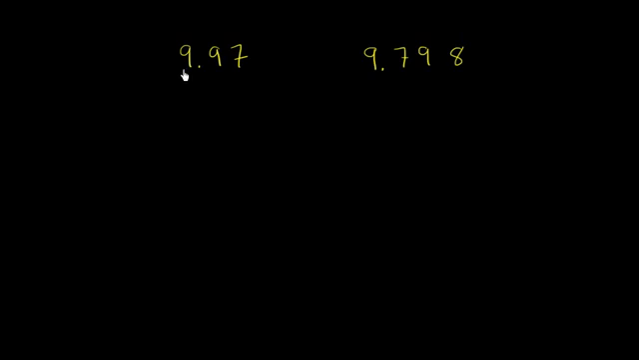So they both have 9 ones. So at least in the ones place, they seem comparable to each other. Now let's go to the tenths place. This number on the left has a 9 in the tenths place, while the number on the right has a 7 in the tenths place.